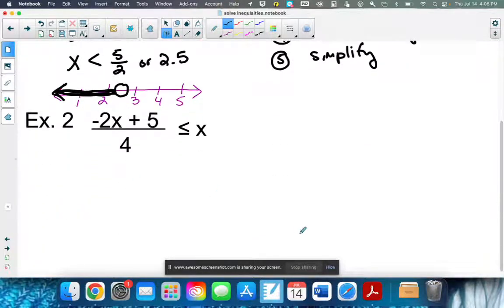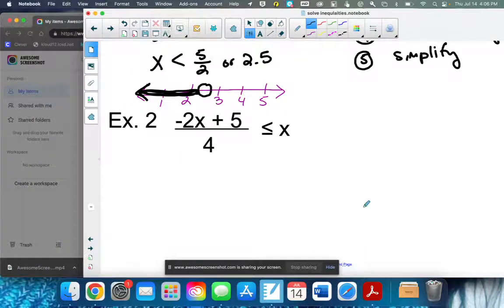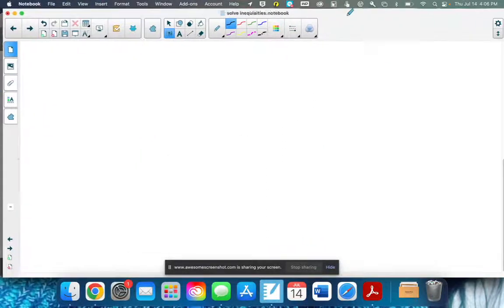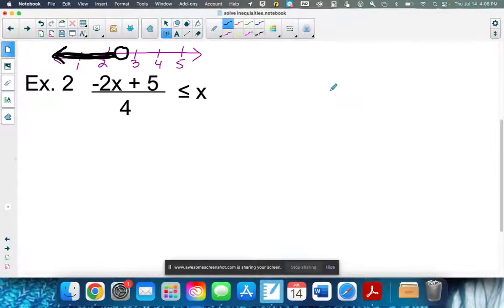All right, so number 2. Original equation. Same goes: we're going to ignore the fact that it's an inequality for right this second. We're still going to solve this using our properties.